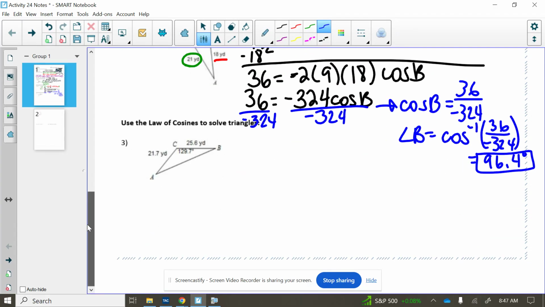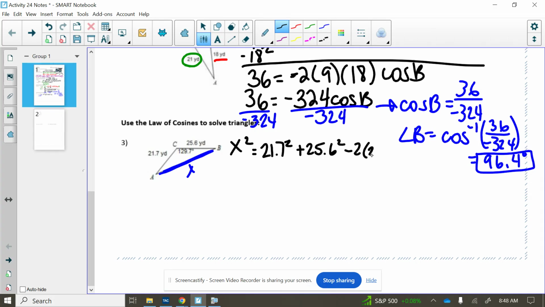Now, we can also use the law of cosines to help us find an entire triangle. So on this first example, we are given a side-angle-side situation similar to the first one. And so we're going to have to start this off by finding side AB, because that's the piece that we can find since it's side angle side. So we're looking for x squared or AB squared, so that's 21.7 squared plus 25.6 squared minus 2 times 21.7 times 25.6. And then the cosine this time would be of 129.7.